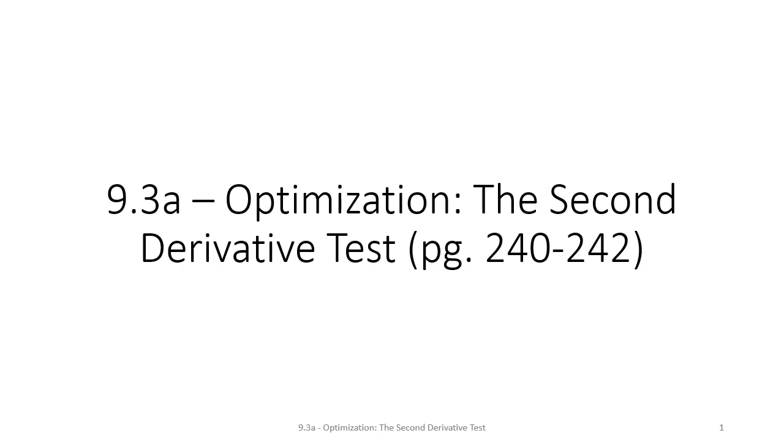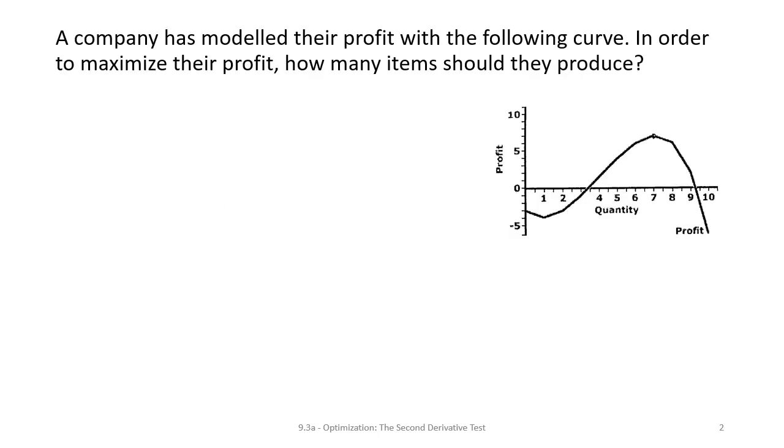Here we have 9.3a, and we're going to be talking about optimization, specifically the second derivative test. A company has modeled their profit with the following curve. So below we have the graph where the quantity is on the x-axis and the profit is on the y-axis. In order to maximize their profit, how many items should they produce?